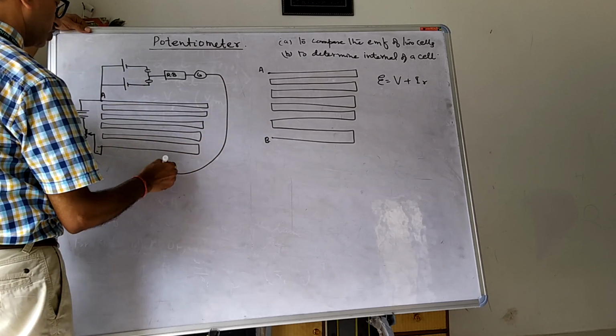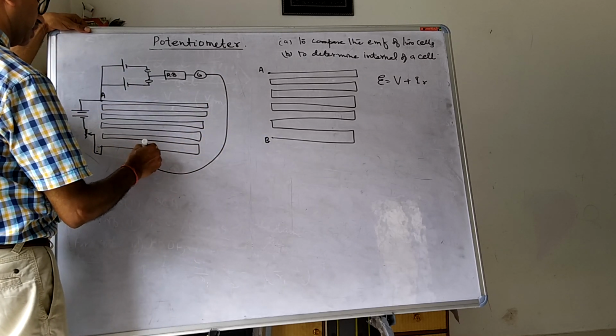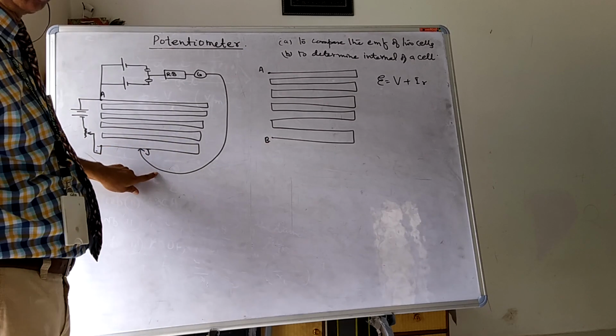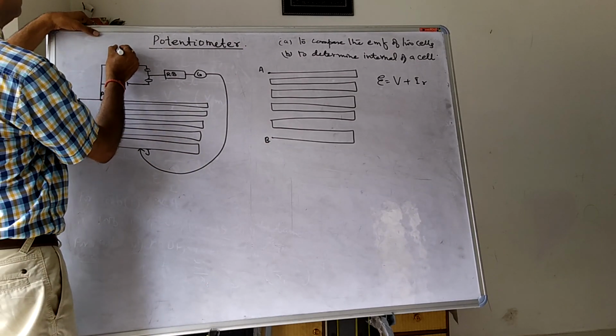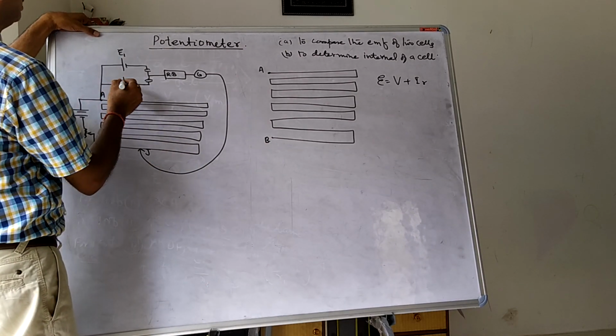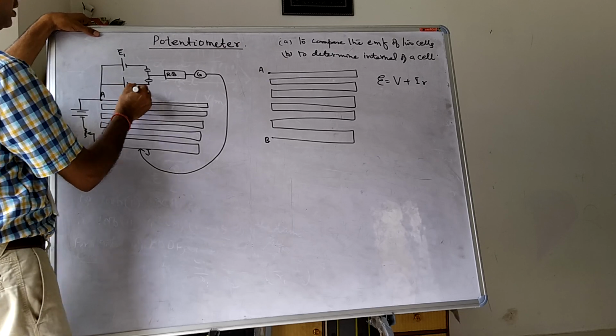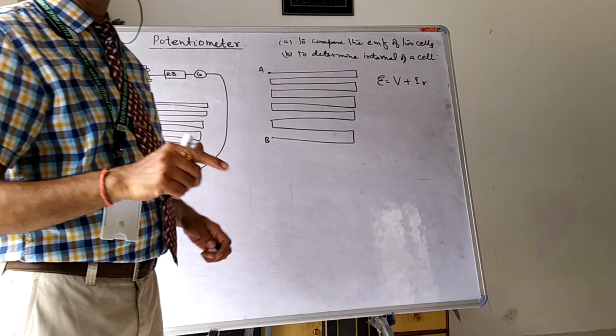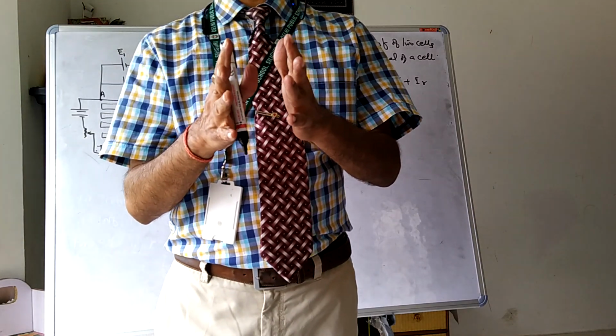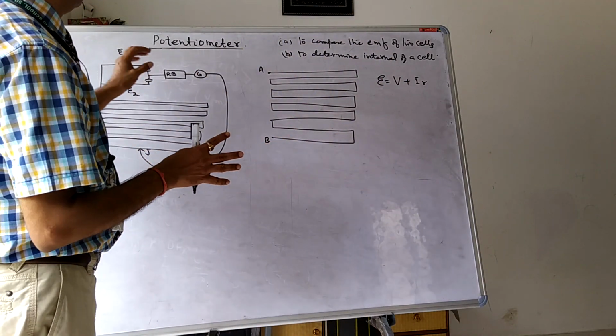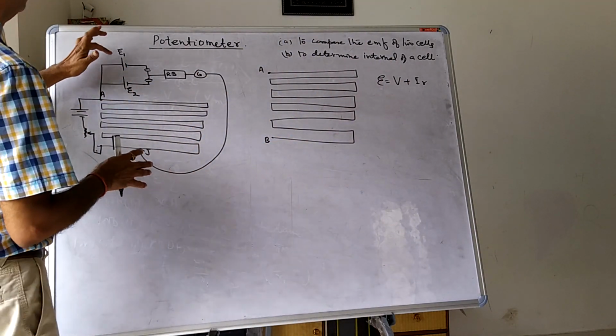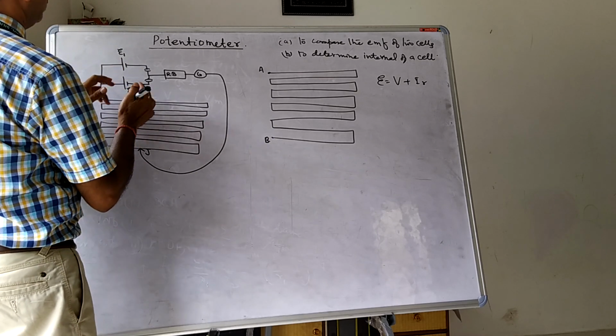The balance point should always be on the last wire. That is why we draw the jockey on the last wire. Now here this is the first cell, EMF E1. This is my second cell, EMF E2. Generally in the laboratory we use Leclanché cell and Daniell cell. So there we can connect in this way. One of the cells is Leclanché, another will be Daniell.